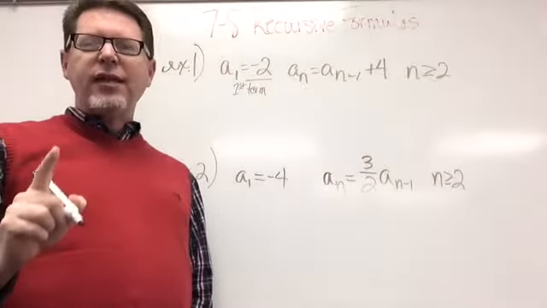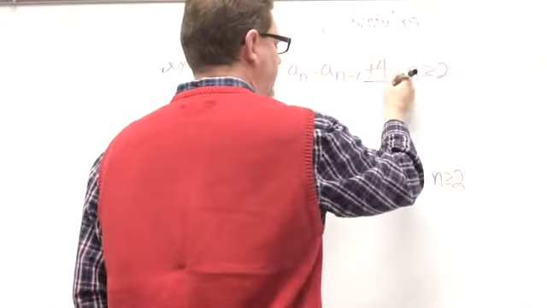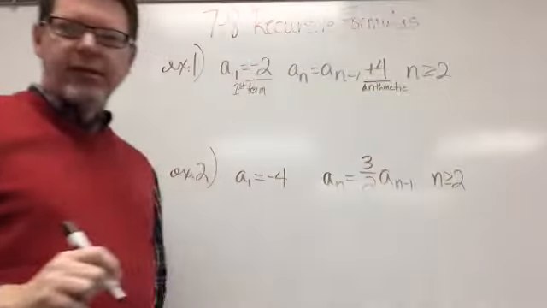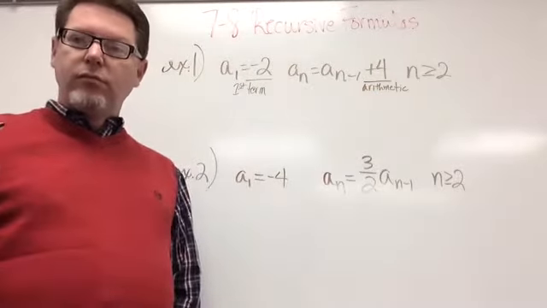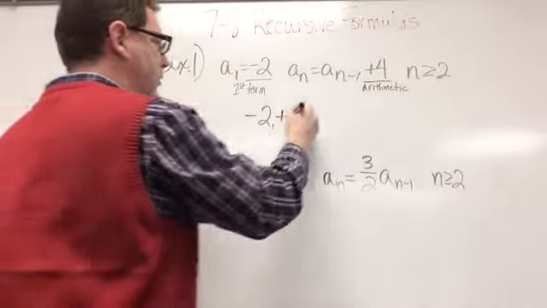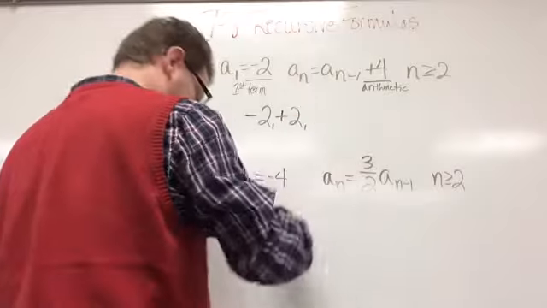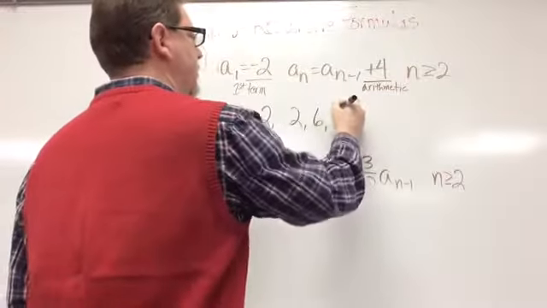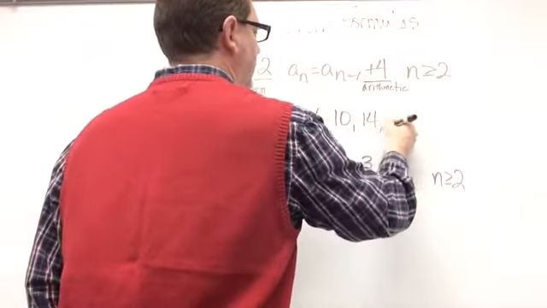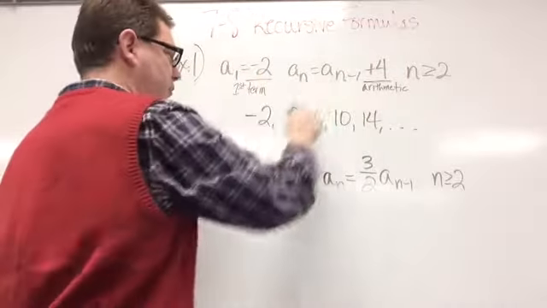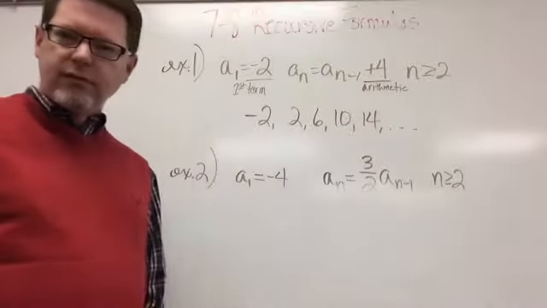Number 2, we know that this is arithmetic because I have plus 4. So we know it's an arithmetic sequence. Okay, so let's write our sequence. The first term is going to be negative 2. And then what am I doing to that? I'm adding 4. So negative 2 plus 4 is 2. And 2 plus 4 is 6. And 6 plus 4 is 10. And 10 plus 4 is 14. Dot, dot, dot. So we know our first term is negative 2, and we're adding 4 to each term to get our sequence.